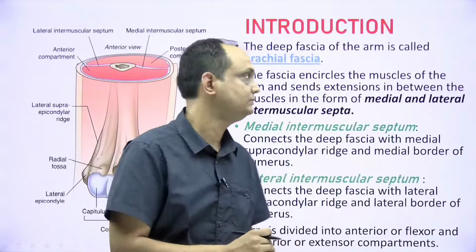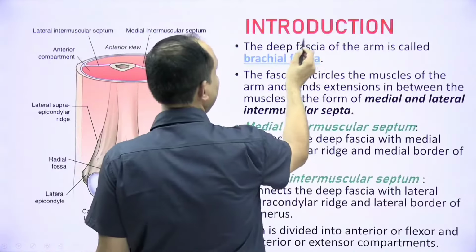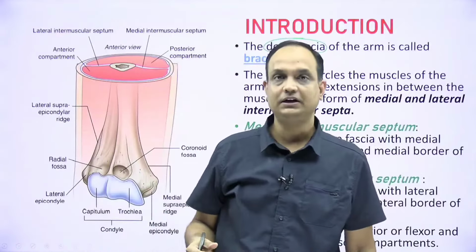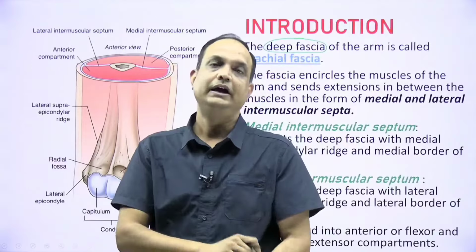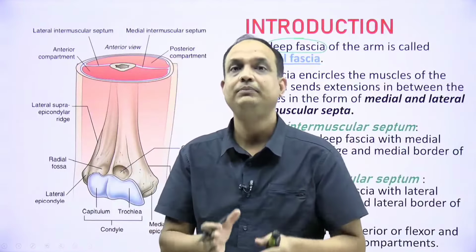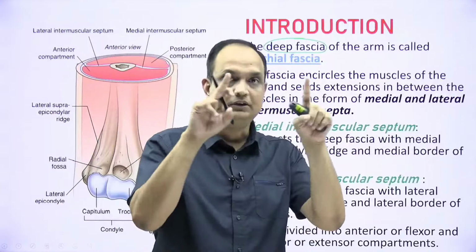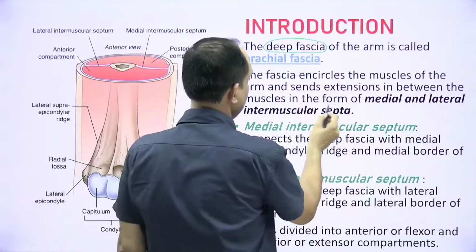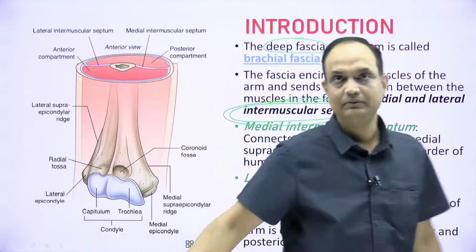The arm also has deep fascia, like the deep fascia in the lower limb, which is known as fascia lata. In the same way you have deep fascia in the upper limb, and you know that deep fascia provides shape to your limb. This deep fascia encircles your arm and gives extensions which are known as intermuscular septa. In this diagram you can see this is your fascia.